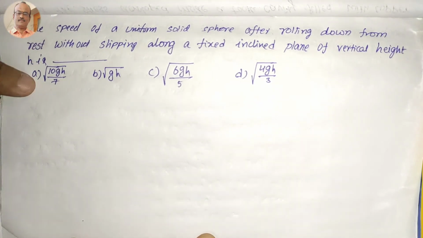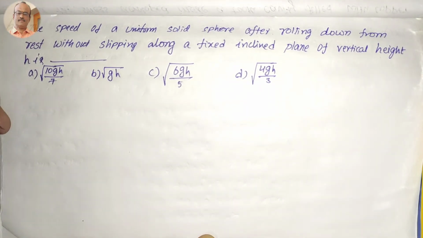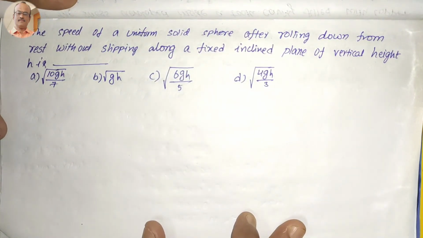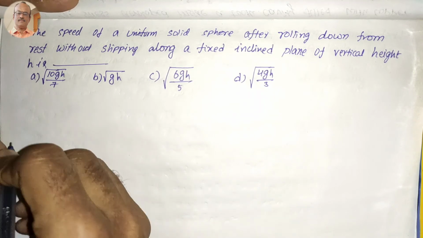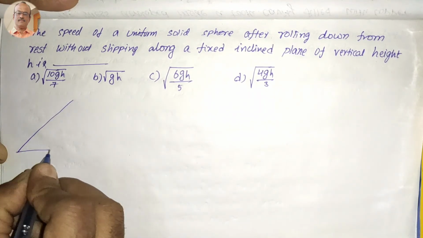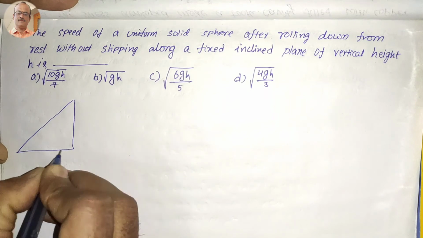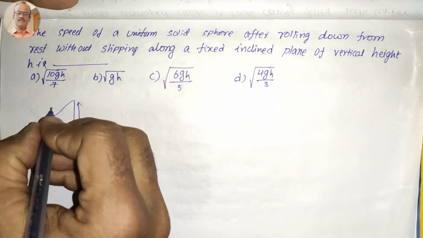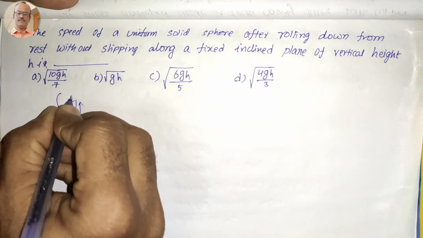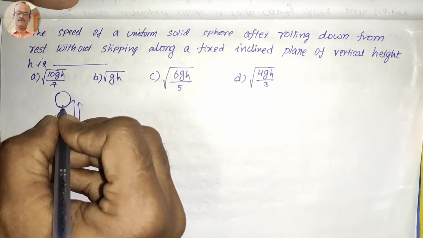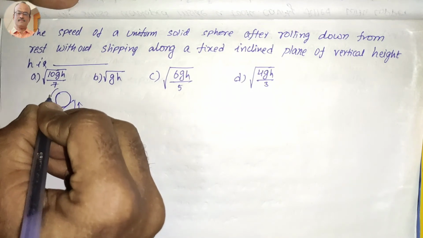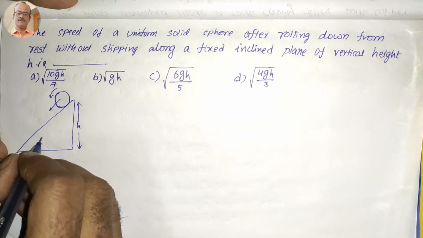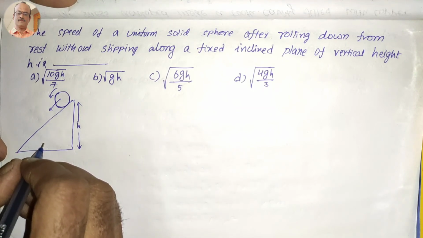Now the question number 39. The speed of a uniform solid sphere after rolling down from rest without slipping along the fixed inclined plane of vertical height h. So here this is the fixed inclined plane of height h. There it will be a uniform solid sphere. This is the uniform solid sphere which is rolling down from rest without slipping along a fixed inclined plane.